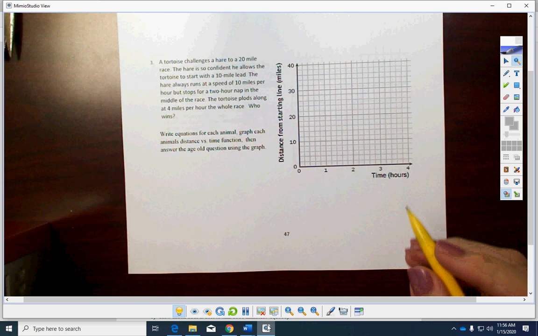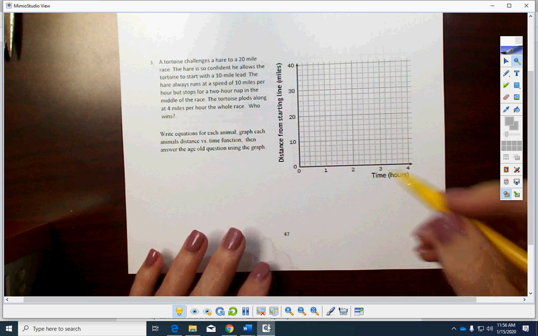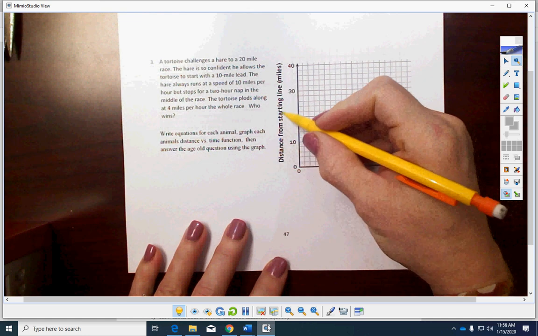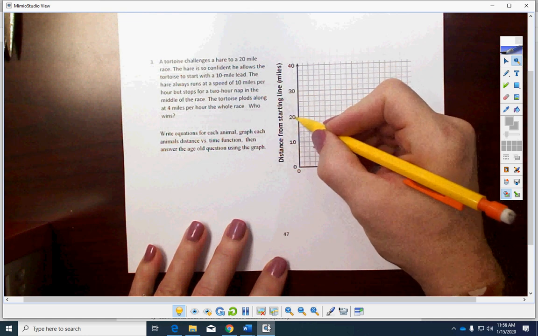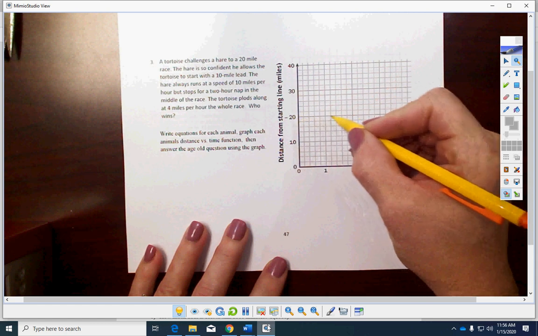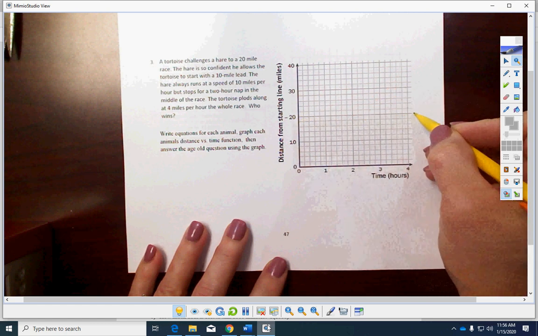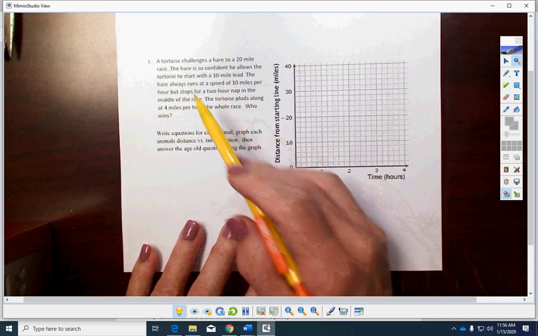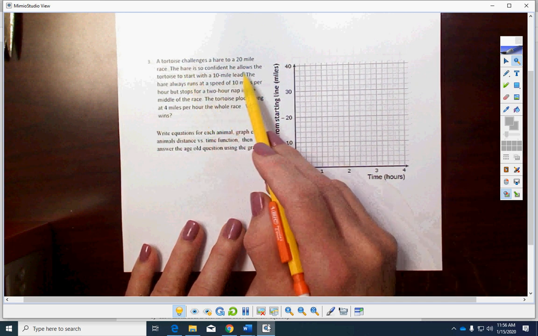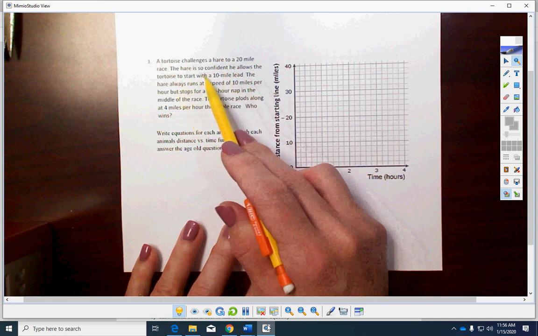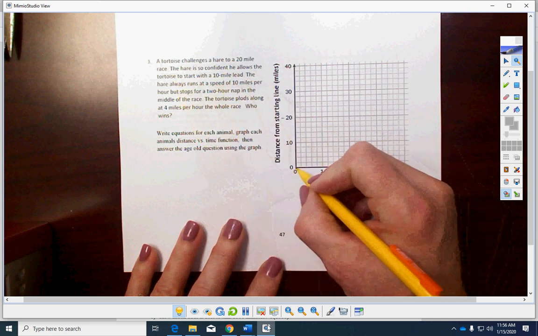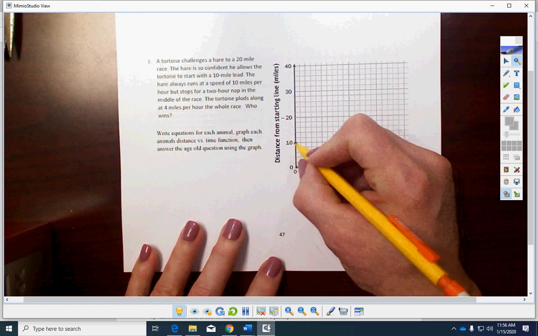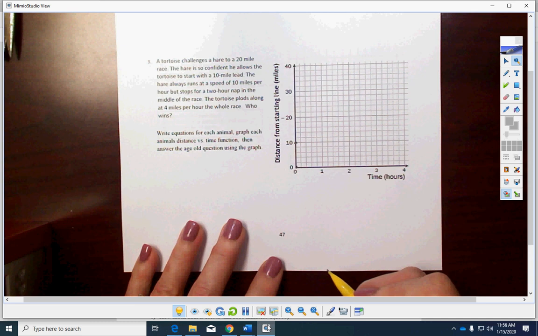So a tortoise challenges a hare to a 20-mile race. So I'm actually going to look at my graph already. I see that this is the distance from the starting line. So this 20 right there is where the race is going to end. I just want to have this in mind. The hare is so confident that he allows the tortoise to start with a 10-mile lead. So I guess the hare is going to start here at the starting line, but the tortoise is going to start with a 10-mile lead.